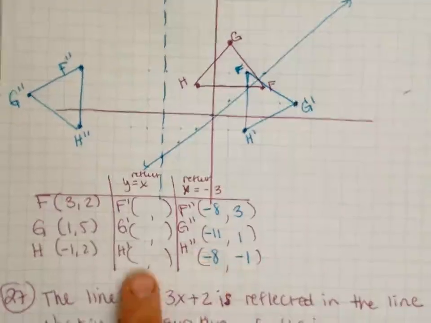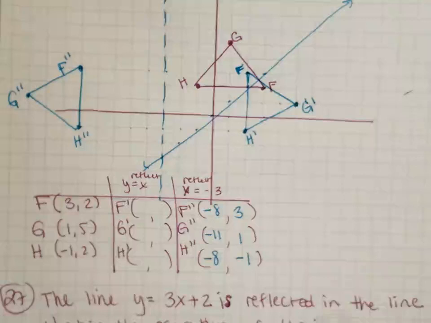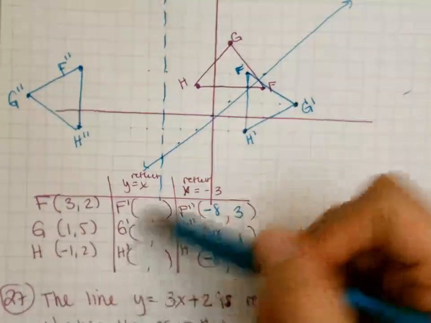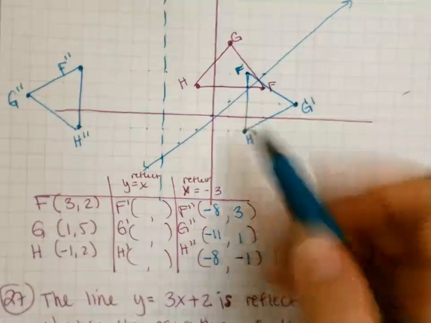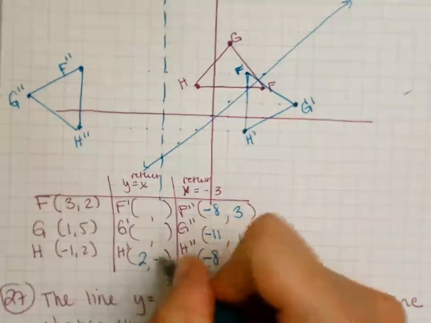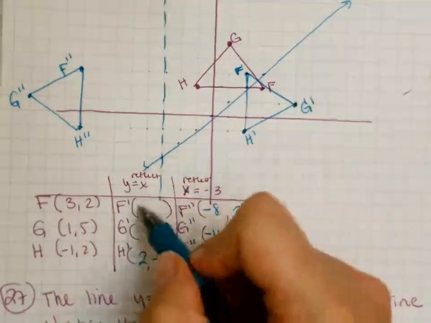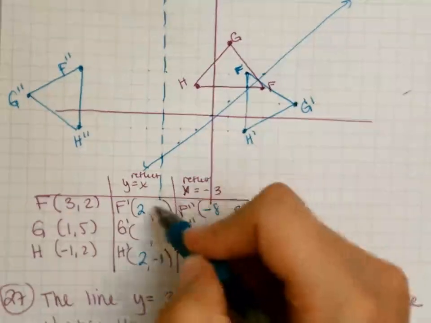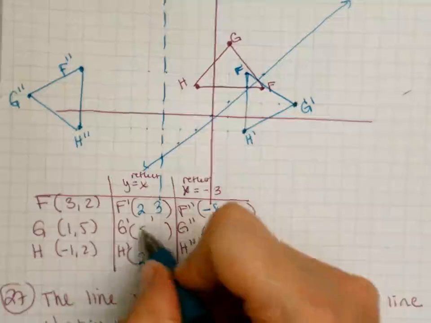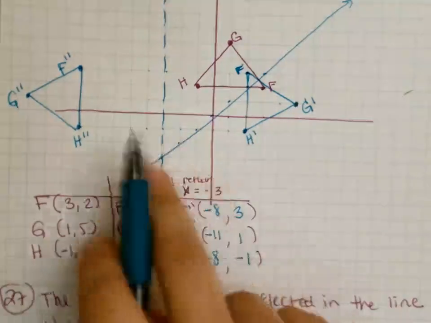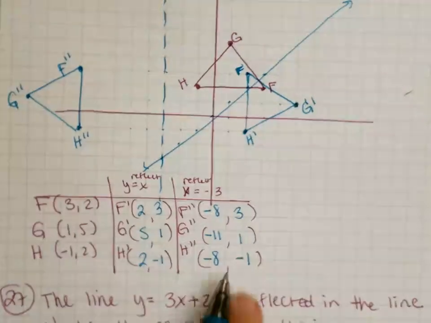Alright, and then for our originals, our image, not our image of our image, but our first image, we were at 2, -1 for H. For F, we were at 2, 3. And for G, we were at 5, 1. And those are the coordinates of my image, and those are the coordinates of my image of my image, my prime primes.